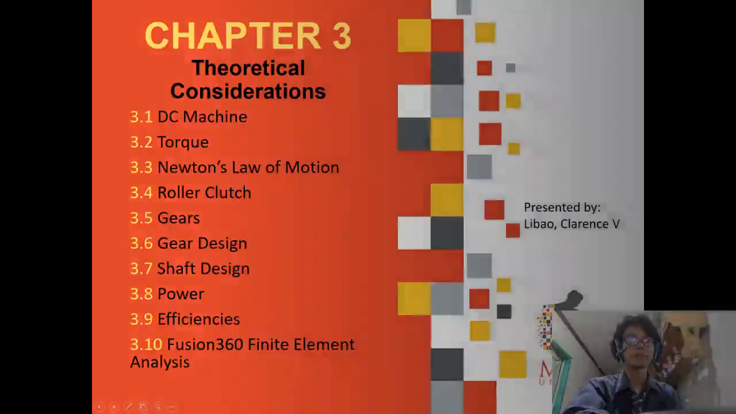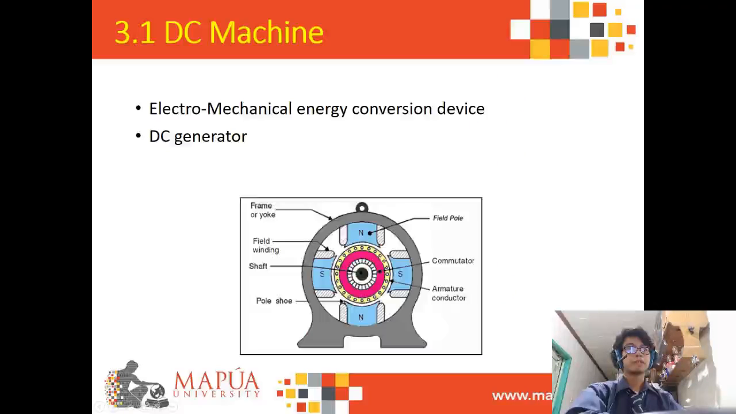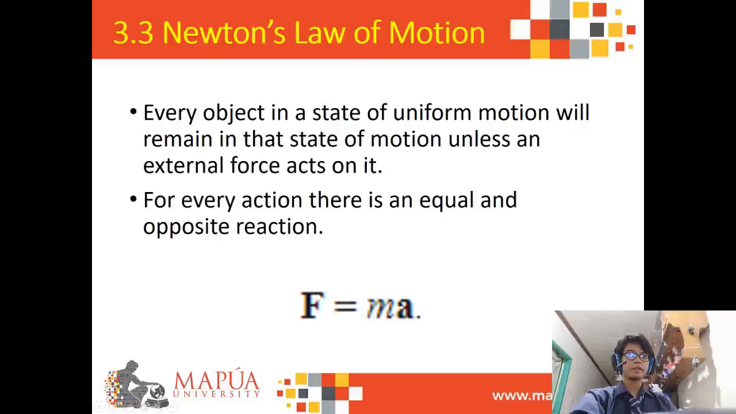Hello, this is Clarence Libaw and I will discuss the third chapter, which is about theoretical consideration. First, we have DC machine. DC machine will act as an electromechanical energy conversion device. The type of DC machine that was used is DC generator. Next, we have torque. Torque will be used since door is one of the most common applications of torque in our daily lives. Since we're dealing with torque, Newton's law of motion is to be expected as well.